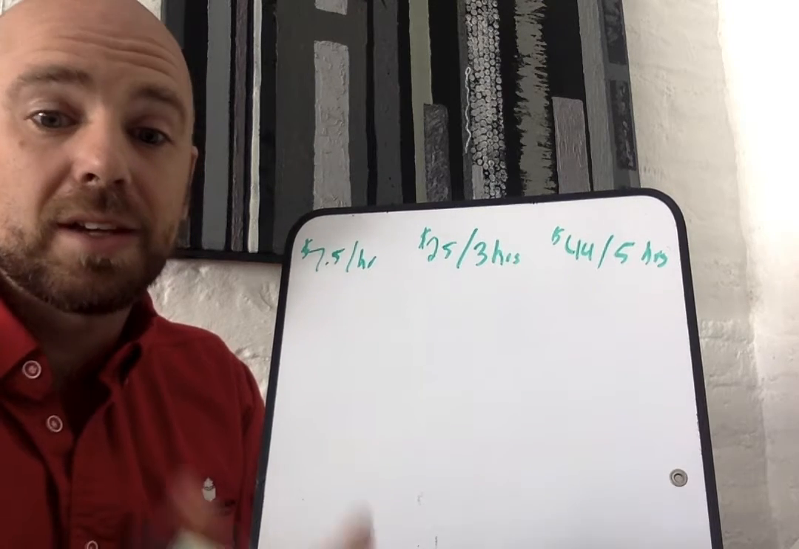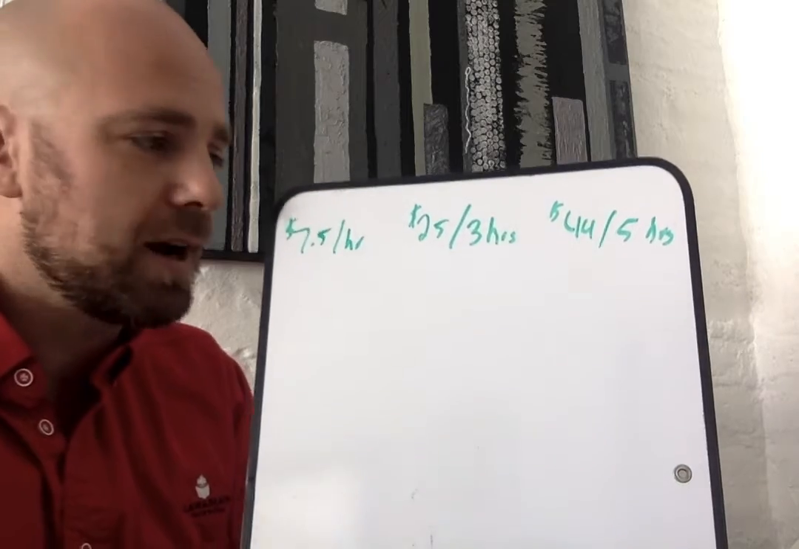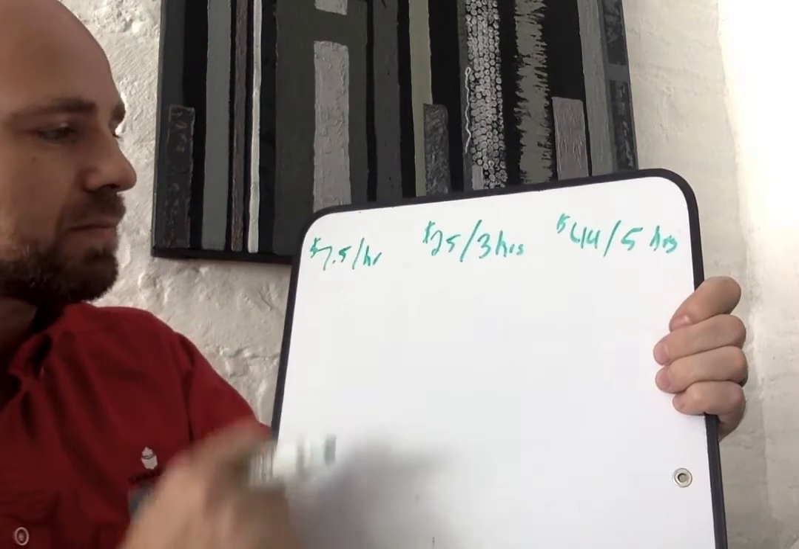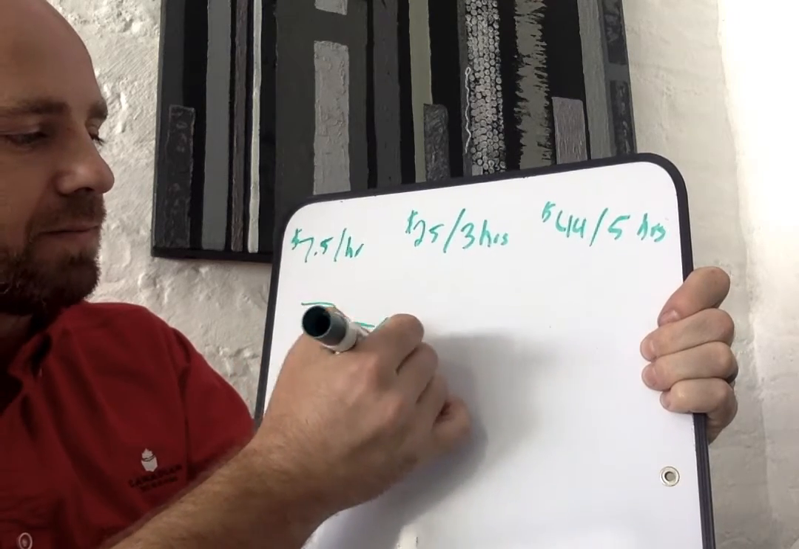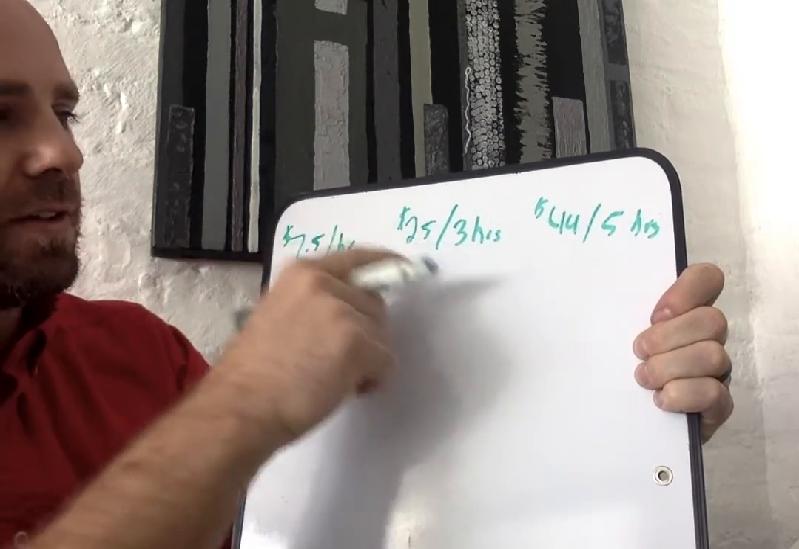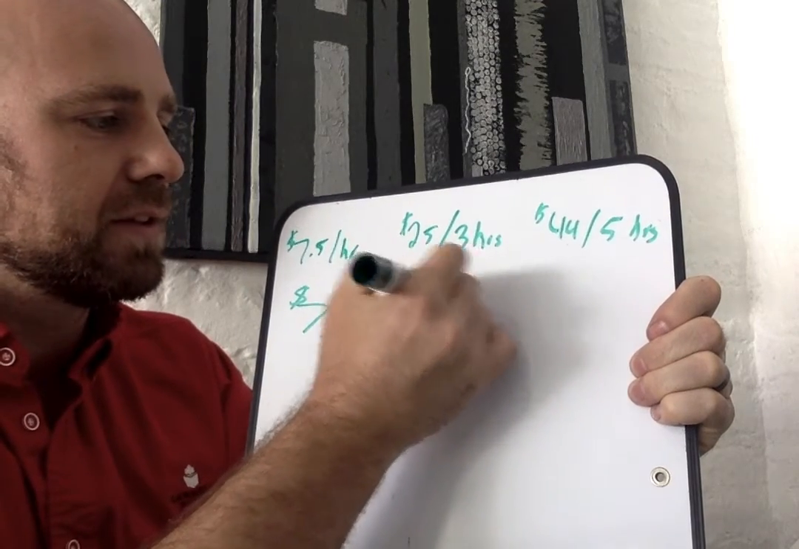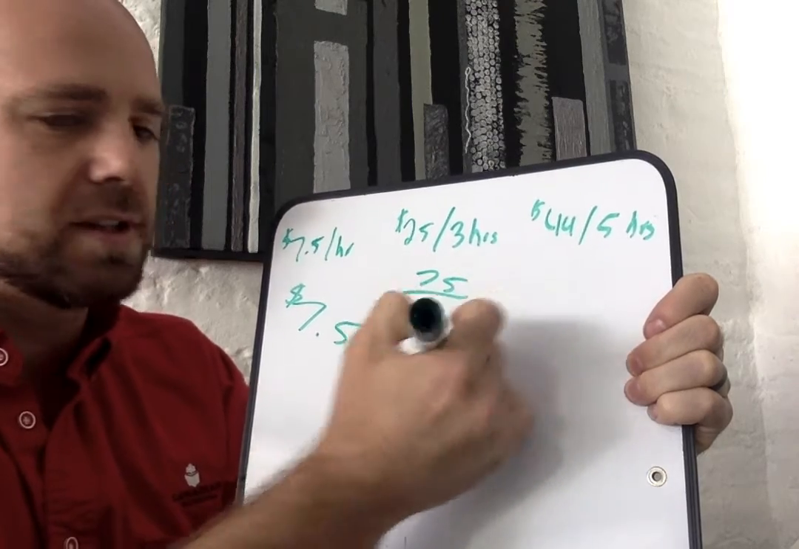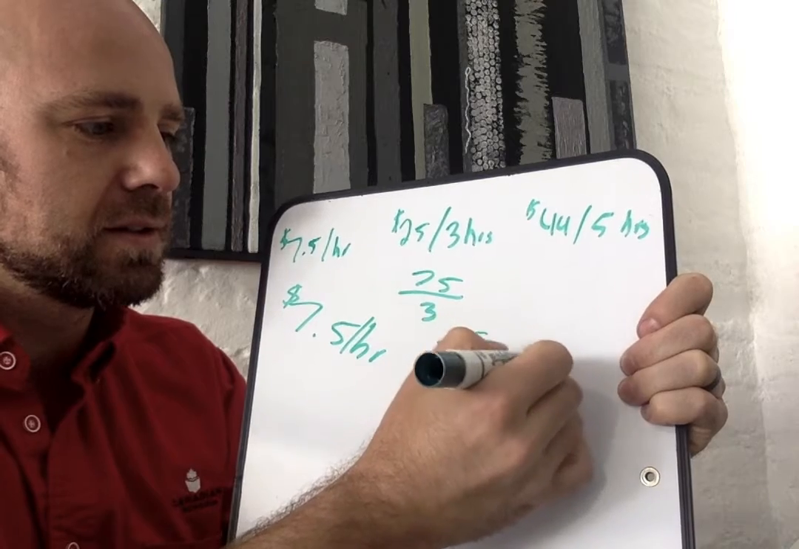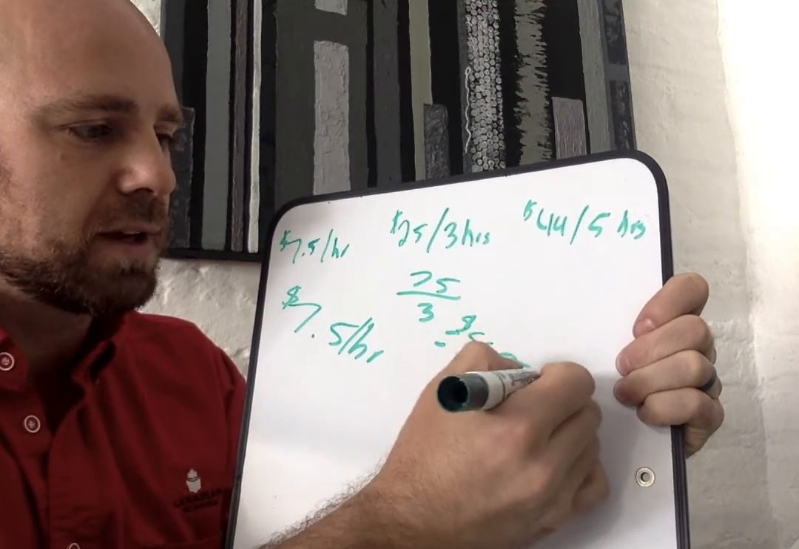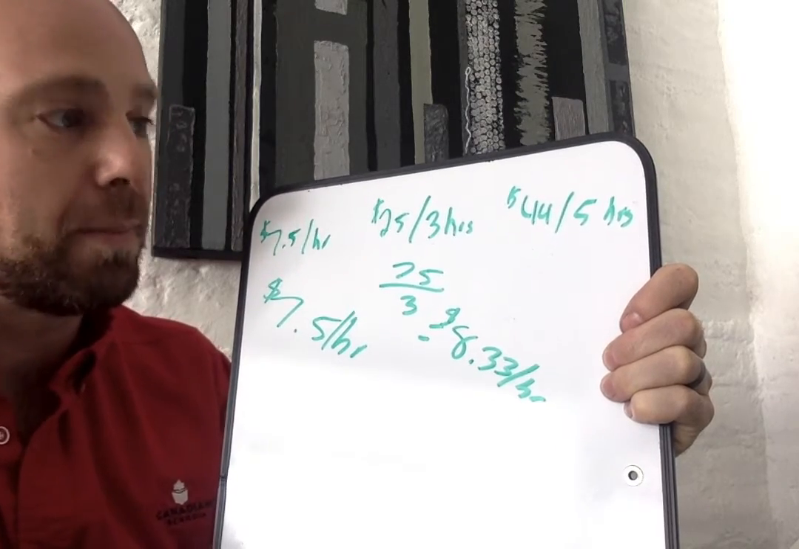So what I'm going to do is calculate how much they're making per hour. So I don't have to do anything with this one. I know with their first job, they're going to make $7.50 per hour. Okay, so that one's done. This one, I actually have to divide it by 3. So I take 25, divide it by 3, which in this case is going to give me $8.33. So that's how much they're making per hour. So far, this one is a better deal, or a better job.